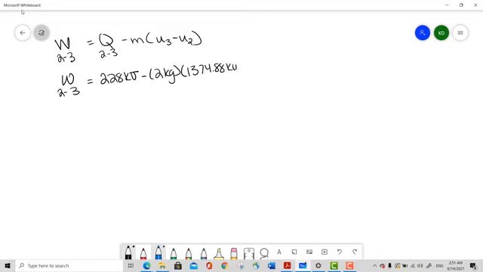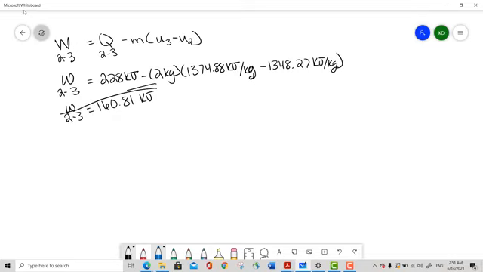74.88 kilojoules per kilogram minus, whoops, that's supposed to go in the parentheses. Okay. Minus 1348.27 kilojoules per kilogram. And then that works out to be 160.81 kilojoules. Whoa. Okay.